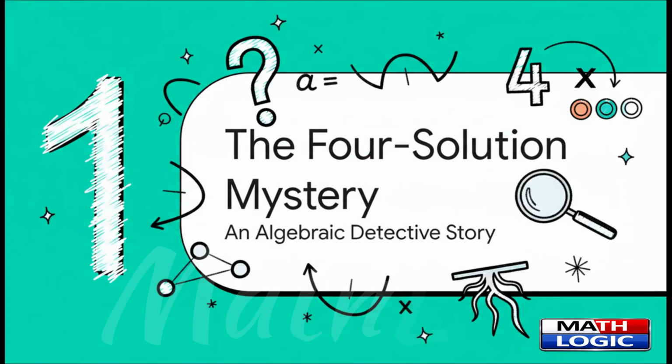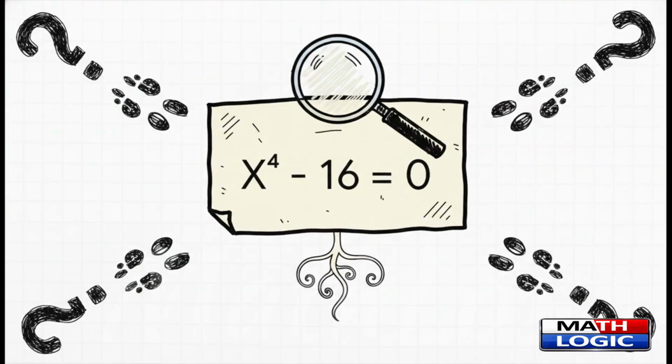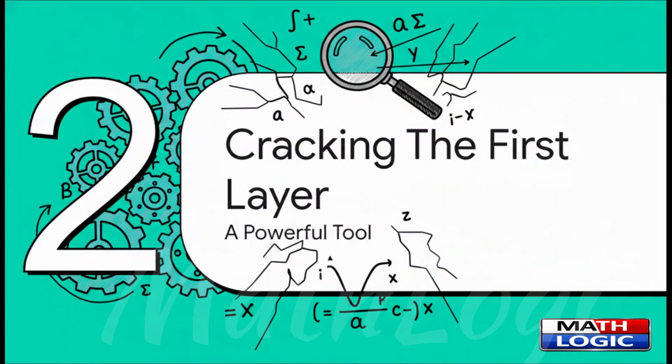So let's call this the 4-solution mystery, because here's a really cool fundamental rule in algebra. Whatever the highest exponent is in your equation, that's exactly how many solutions you need to be looking for. That means our mission, should we choose to accept it, is to track down all 4 solutions, or roots, for x. A couple of them might be pretty obvious, but the others are going to require some real detective work.